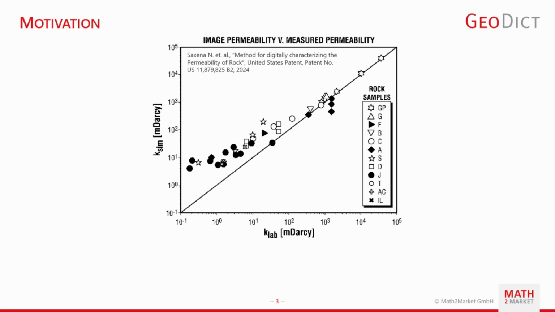And as you can see, not all simulation results are on the ideal line. So if the permeabilities are on the diagonal, the simulation and the experiment would agree, but this is not the case for rocks with low permeability. And there are several reasons for it.